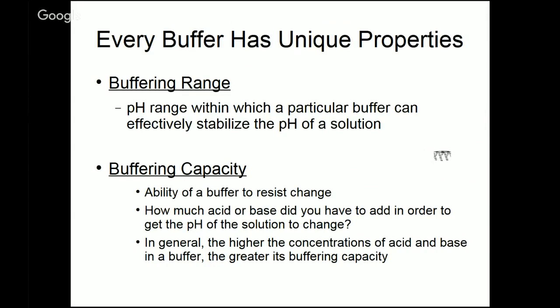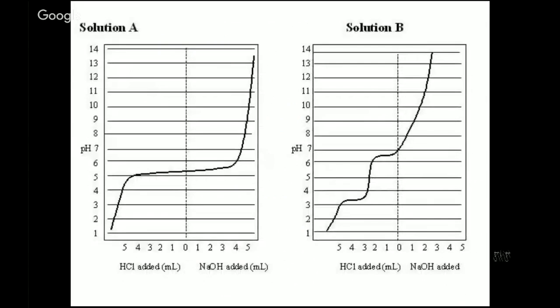Now, the other characteristic you're going to analyze with your buffers is the capacity. The capacity has to do with the amount of acid or the amount of base you had to add to that solution to get that pH to change. Let's take a look at that. Now, I won't give you a chart representing a buffered solution and say, what's the capacity? But what I might do is give you charts for two different solutions and ask you which one has the greatest capacity.